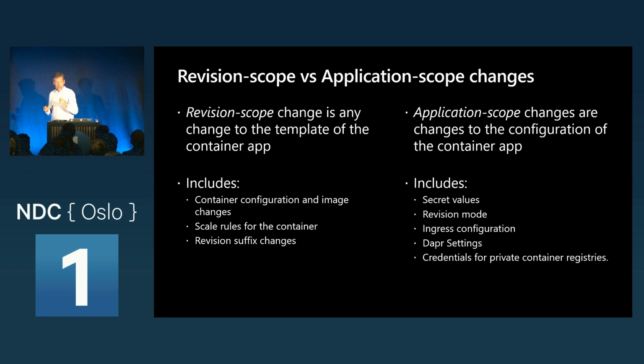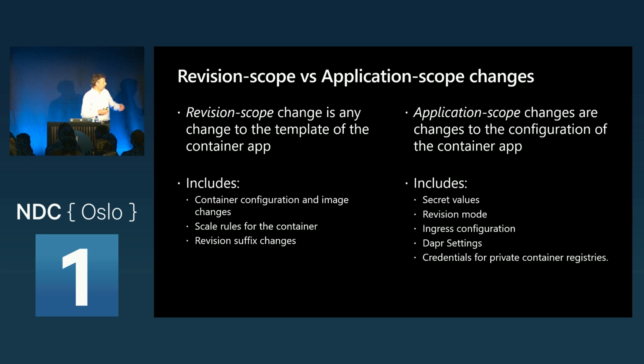For some changes, they differ depending on what type of change you make. They call it a revision scope change. That is when you actually create a new revision. But some changes don't require you to create a new revision. It makes sense that if you, for example, change the version of your image, you build a new version, then obviously you're going to create a new revision for that version.